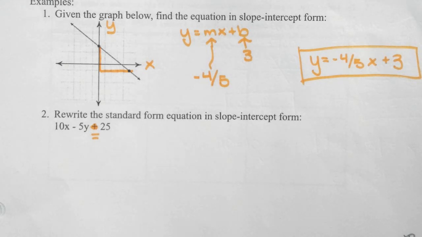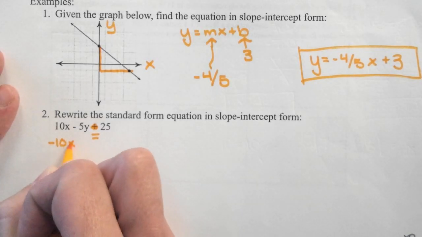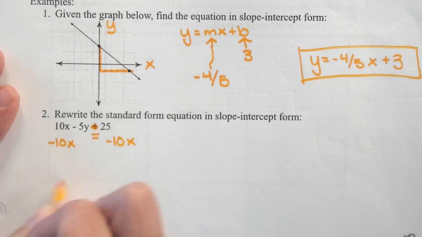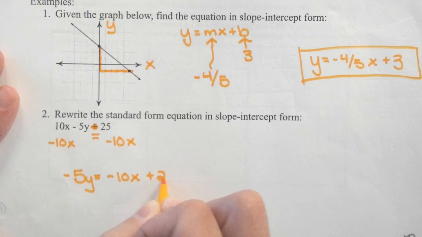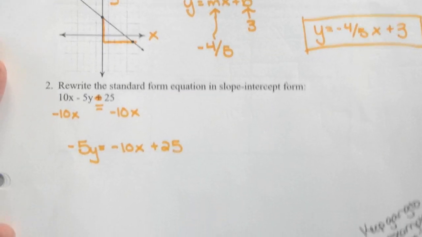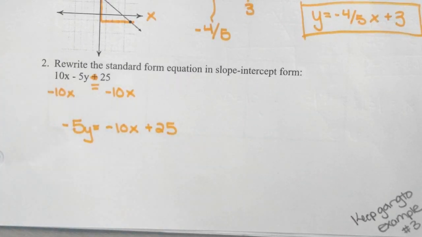Okay. So now that we've done that, we want to isolate y. That's how we get into slope-intercept form. What might you want to do first to try to get y by itself? Yeah, let's move the 10x. So I've got negative 5y equals negative 10x plus 25. So the 25 is still positive, it just was sitting on the other side of the equal sign.